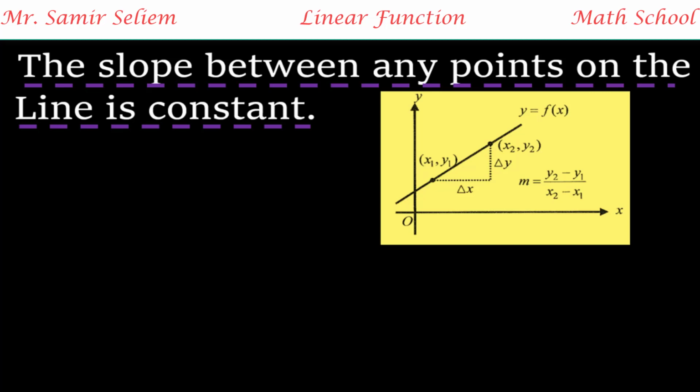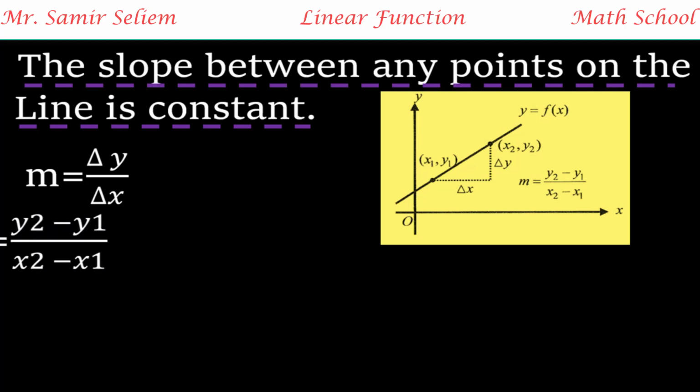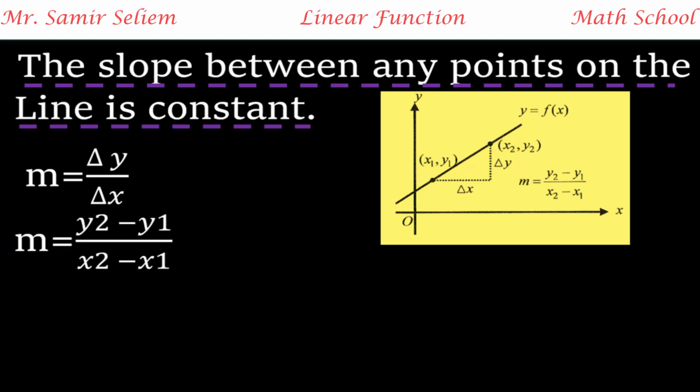We write here m equals y sub 2 minus y sub 1 over x sub 2 minus x sub 1. But y sub 2 minus y sub 1 is delta y, and x sub 2 minus x sub 1 is delta x. So to find m, just delta y over delta x. So it's rise over run. So this is the rule, we must study it: y sub 2 minus y sub 1 over x sub 2 minus x sub 1.